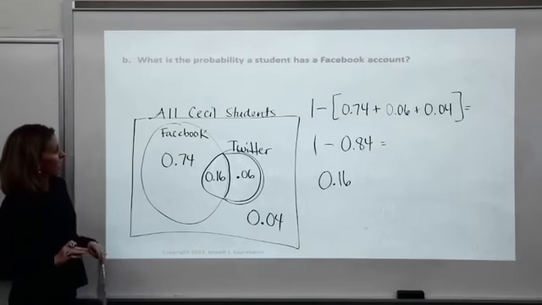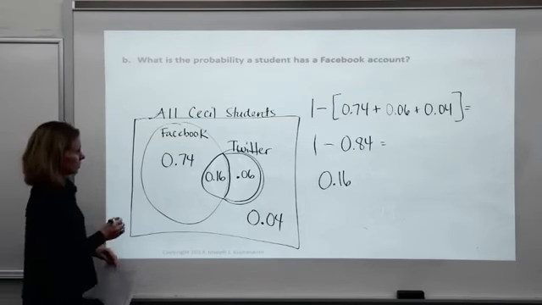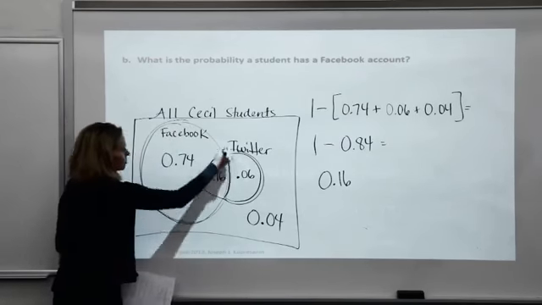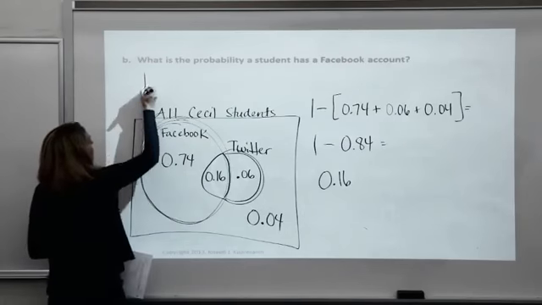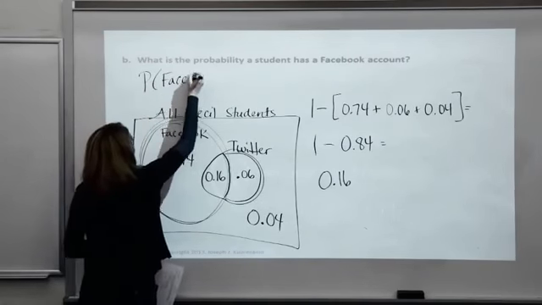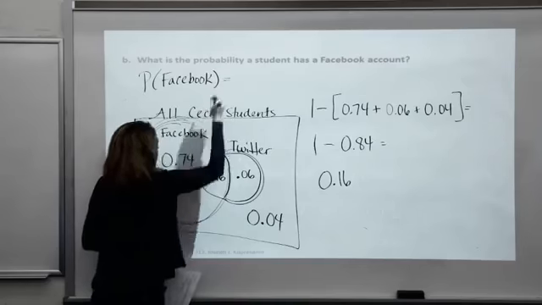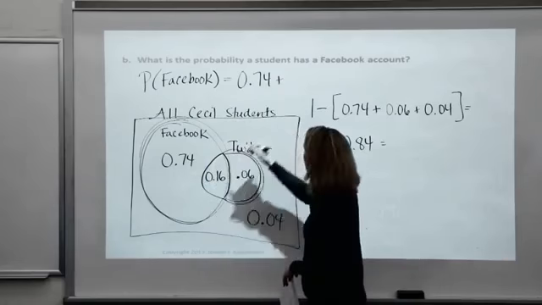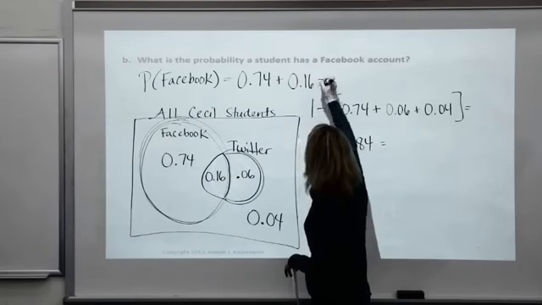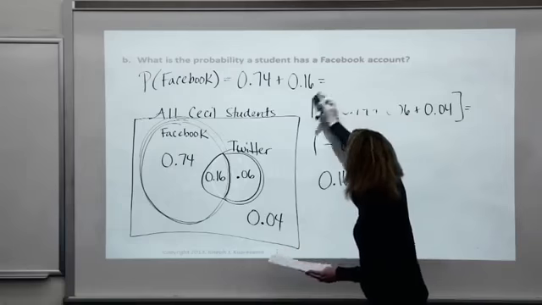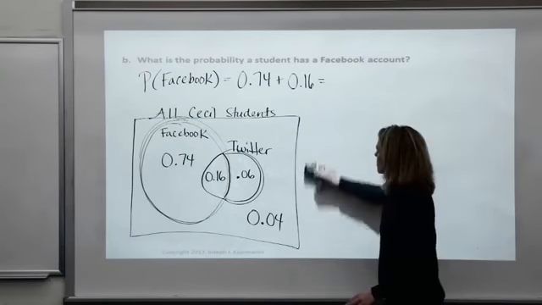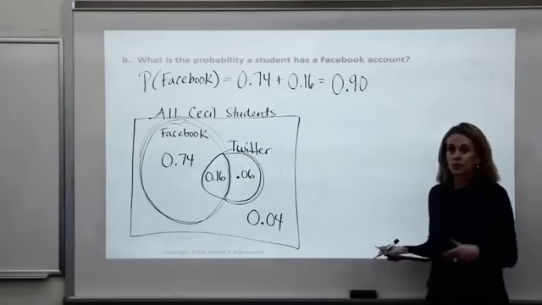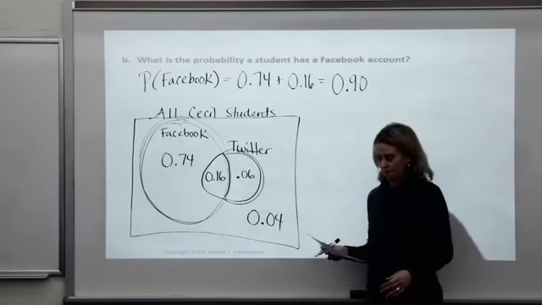What's the probability a student has a Facebook account? Not only a Facebook account, but has a Facebook account. That's this entire circle right here. And so the likelihood that a student has a Facebook account, we need to take those that only have a Facebook account and add the students that have Facebook and Twitter. And in total, the probability of having a Facebook account is 0.90, or 90% of students have a Facebook account.